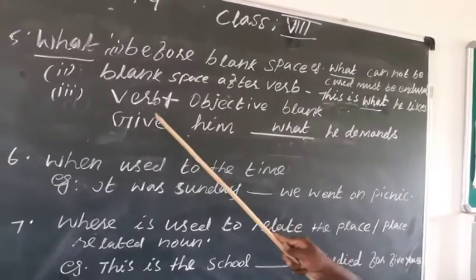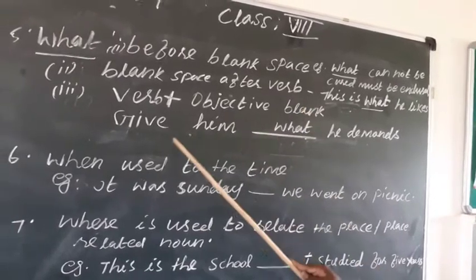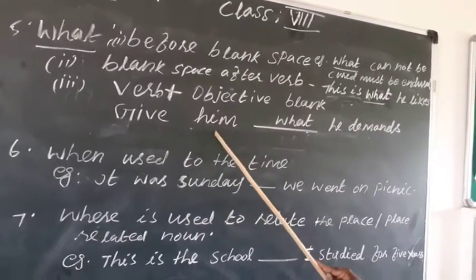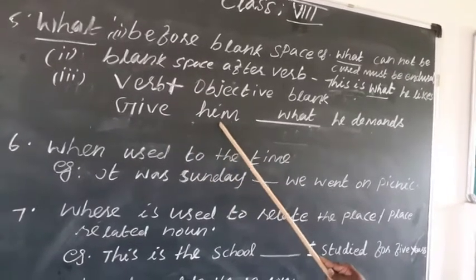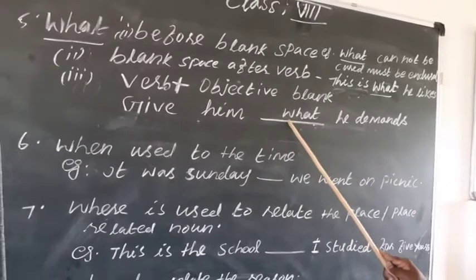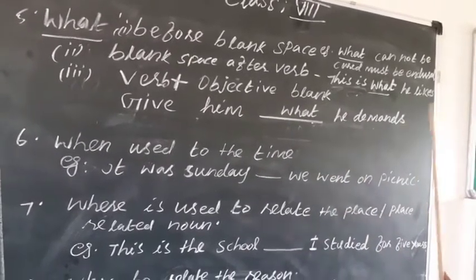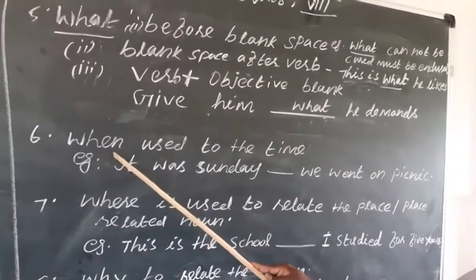And the third pattern, verb plus object plus blank. For example, the verb is give, him is the object. Give him, object, then you have the blank place. There you write what he demands. Okay, that is the use of what.